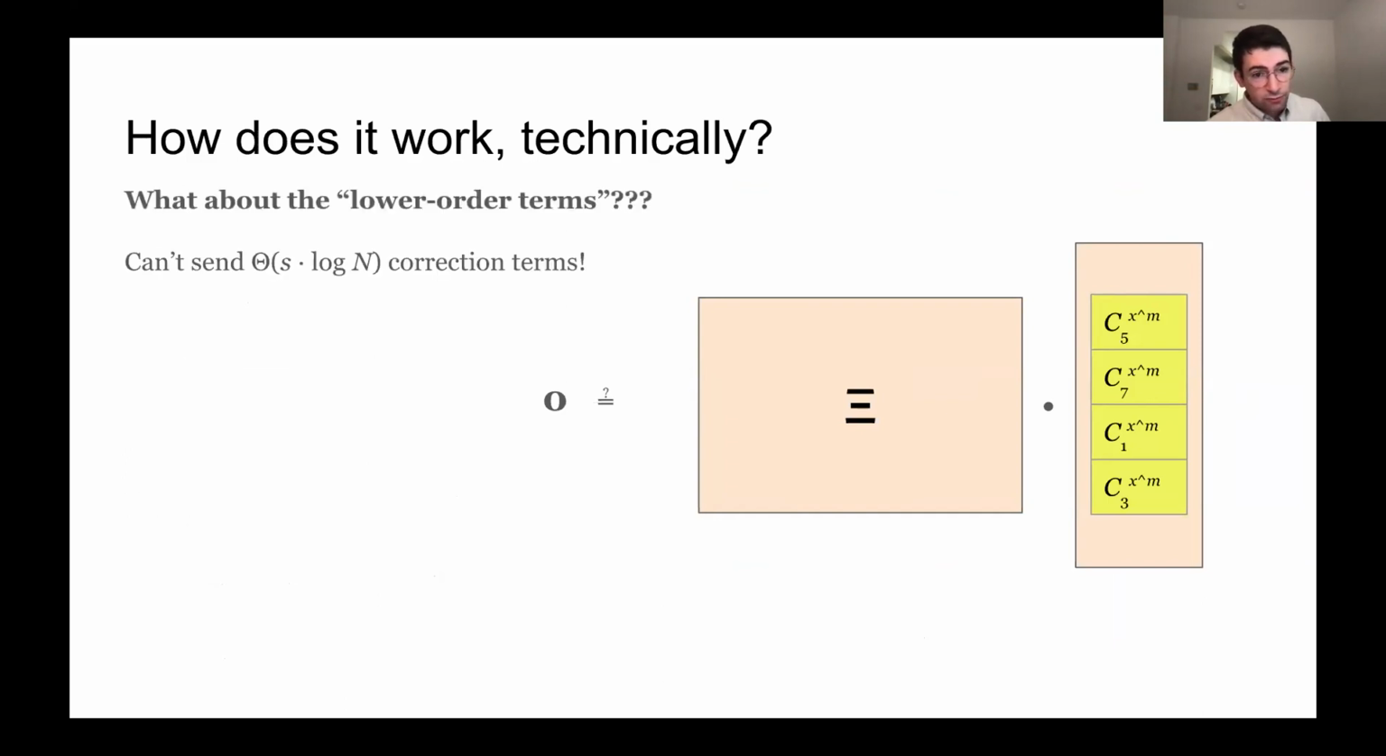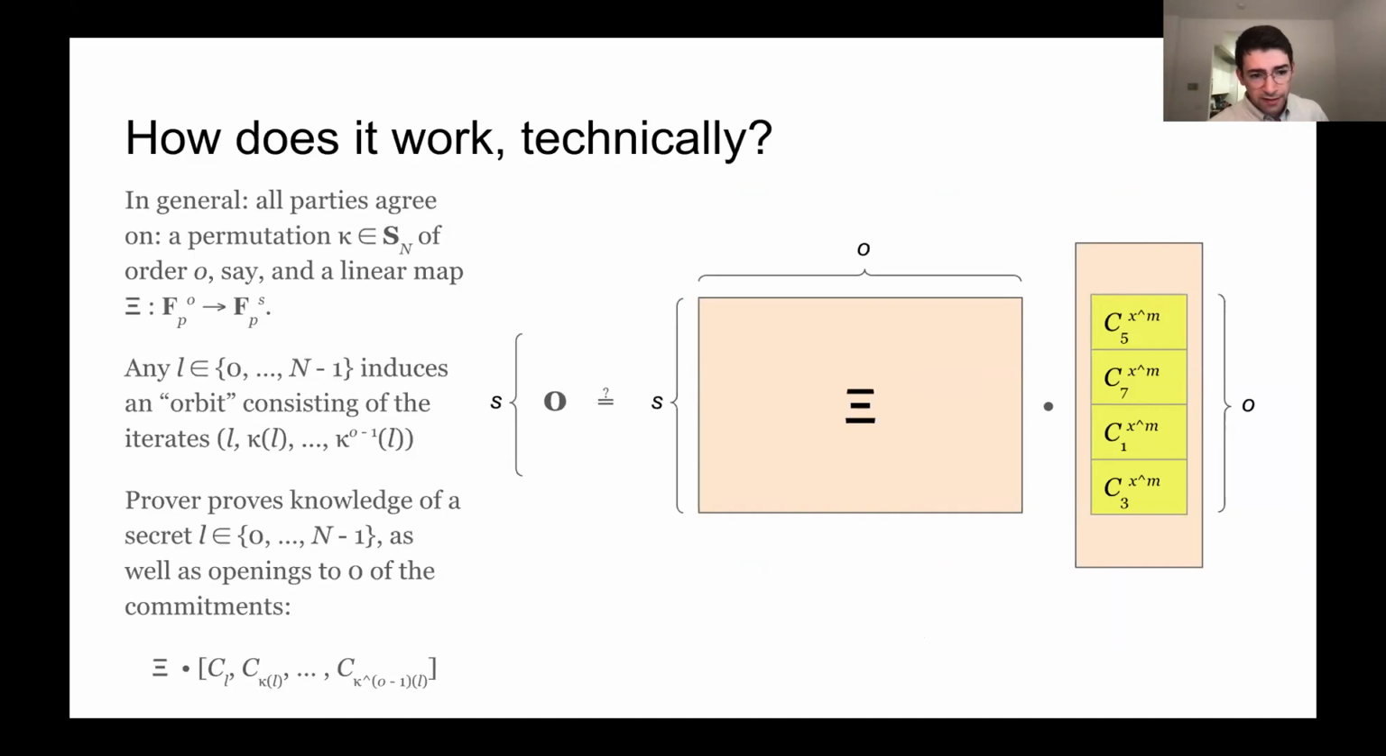Now there's a technical point. Any questions about that? This linear map is public, right? Yes, correct. The linear map is public. What's secret is L, basically, and then the openings to this final vector on the left. If this map was secret, that would be much harder, I guess, right?